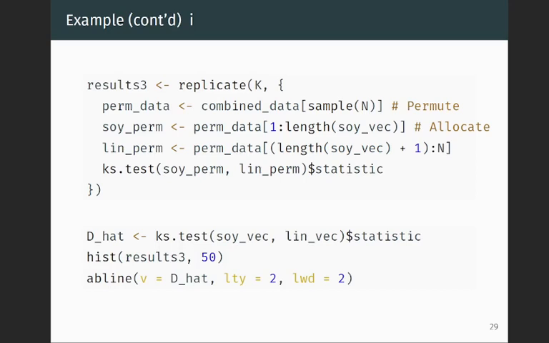Once the permutations are done, I want to compare those permutations to the value we got for the test statistic on the original data. So this is what I'm doing here. D hat is that test statistic. Once again, it's useful to visualize the permuted test statistics and compare it to D hat, which is what we have on the next slide.